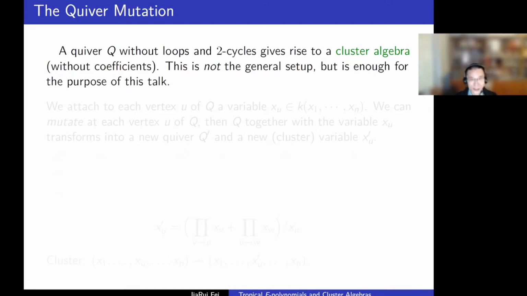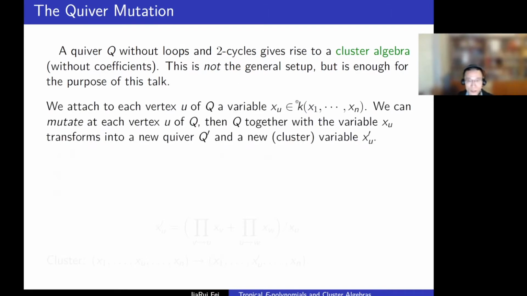First, let me give a very short introduction to the cluster algebra. To define a cluster algebra, the most important data is a quiver. We ask the quiver to have no loops and no 2-cycles. I need to clarify that this is not the general setup, but it's enough for the purpose of this talk. What we do is first attach to each vertex of the quiver a variable, viewed as an element in the field of rational functions.